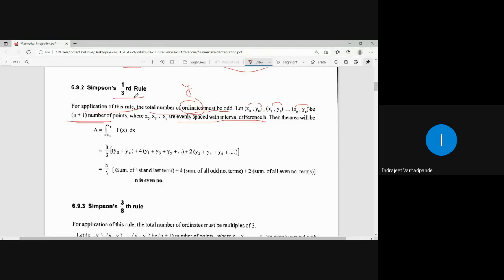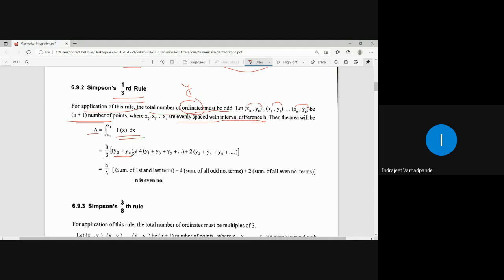So by using Simpson's 1/3 rule, the condition is that the number of ordinates must be odd. Accordingly, if the total number of ordinates is odd, then how will the total number of points be? Odd plus 1 will be even. n is an even number. So A is equal to integral x0 to xn f of x dx. What is the formula? It is the 1/3 rule, so what will we do? h by 3. In the trapezoidal rule it was h by 2. Here it is h by 3.